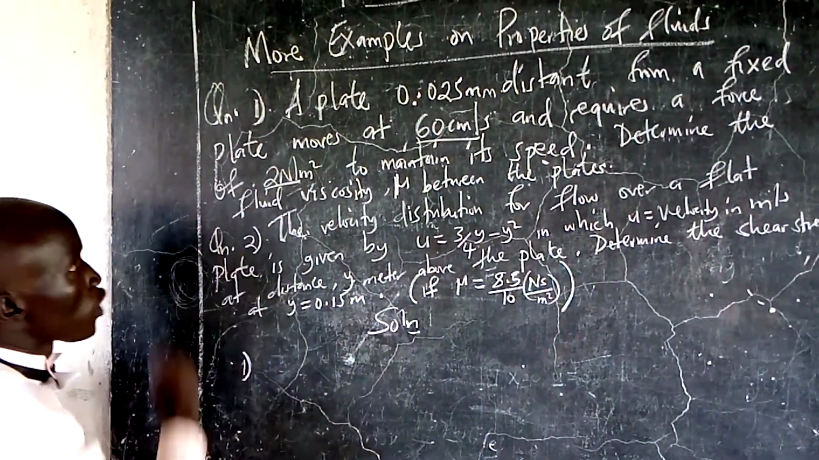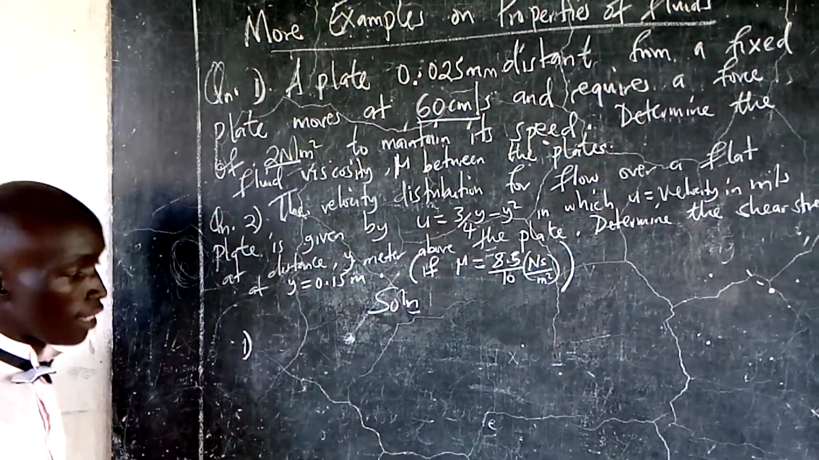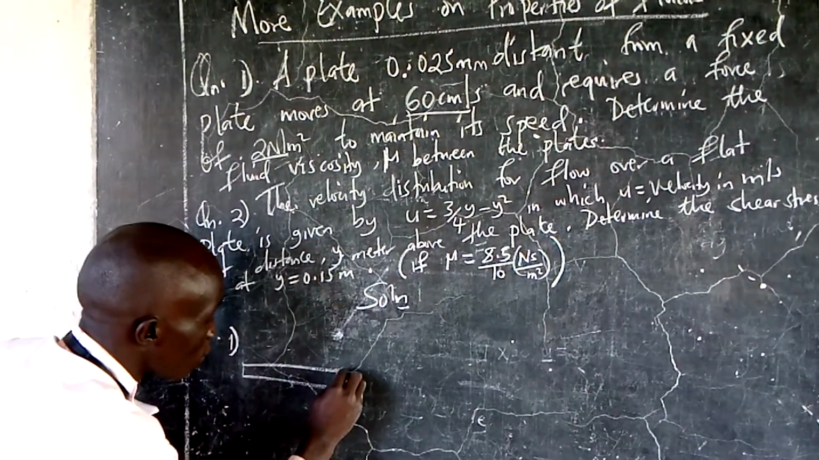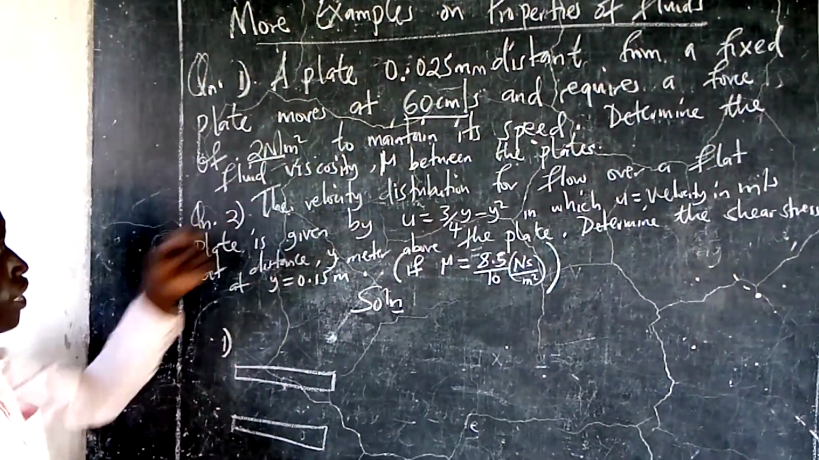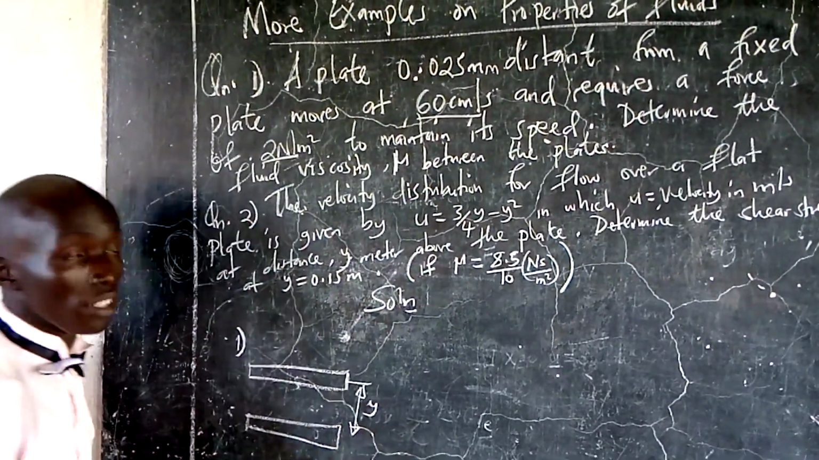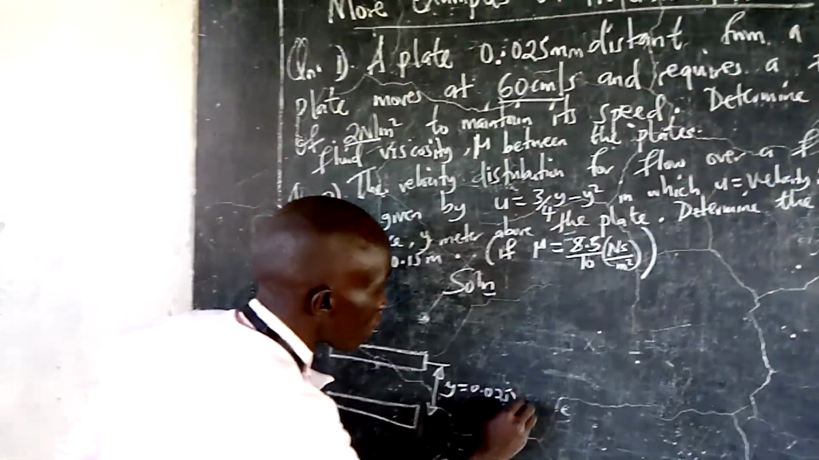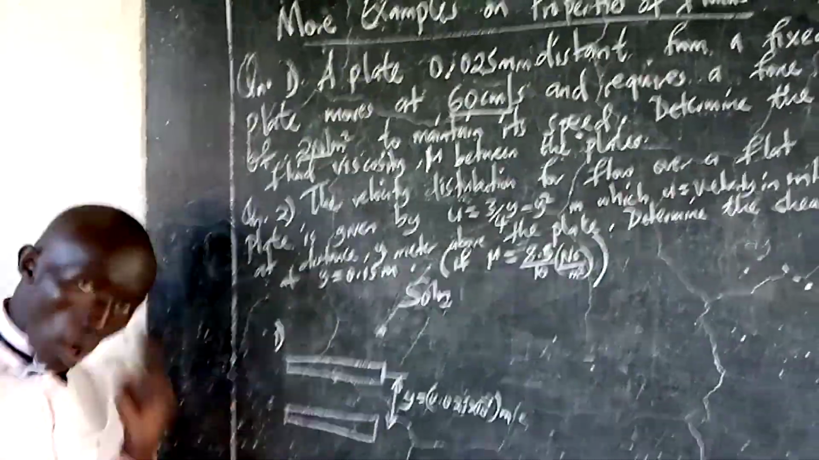So the first question is saying a plate, this distance here, this distance is like y. If you remember our illustration, we drew two plates, this plate here and the other plate. So the plates are distant. If you remember very well our theory, it was y, which is 0.025 millimeters times 10 power minus 3. That is in meters. That's our y.